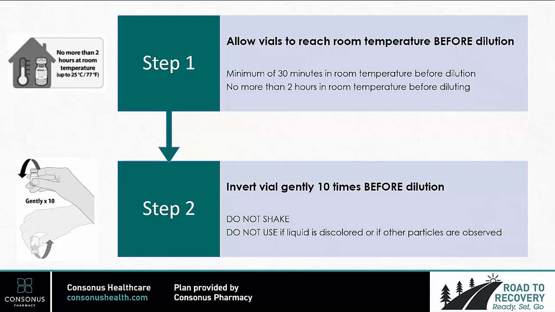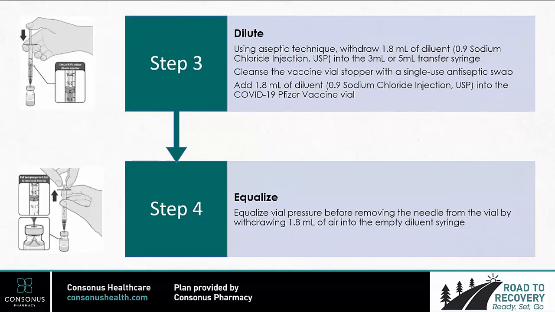The next step is to invert the vial gently 10 times before dilution. Do not shake the vial, and do not use if the liquid is discolored or if other particles are observed. The vaccine will have a white or off-white opaque coloring.